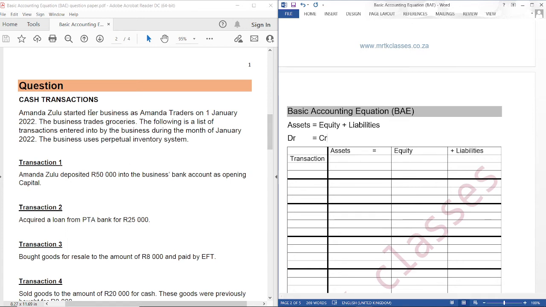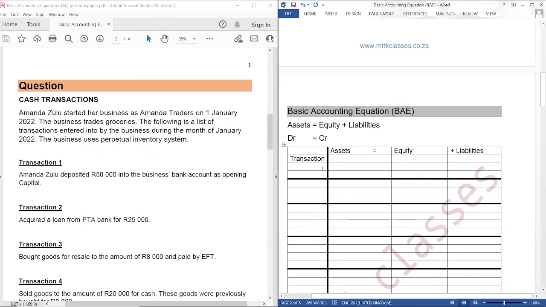Okay, let's go through our transactions. Amanda Zulu started her business as Amanda Traders on 1 January 2022. The business trades groceries. The following is a list of transactions entered into by the business during the month of January 2022. The business uses perpetual inventory system. Transaction 1. Amanda Zulu deposited 50,000 into the business's bank account as opening capital, right?